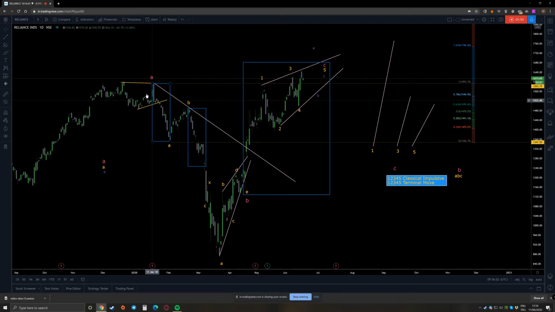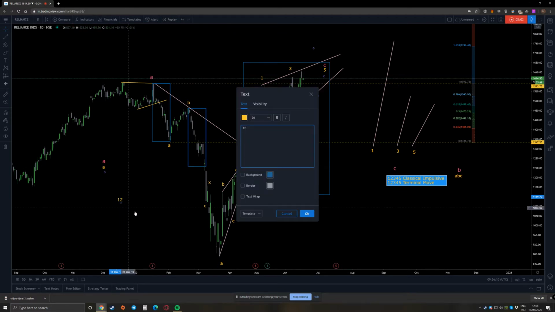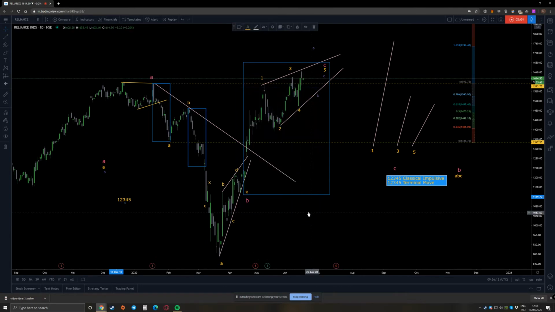So, if I'm going from A to B in red, on this degree, the yellow, it is pointless for me to try and do this 1 2 3 4 5 here. I don't even try it because it's not possible, because if you're in a wave B, you cannot have an impulsive move. Okay, so what can it be? Well, what it looks like here, we have a wave A for our first leg lower, and we have a wave B.